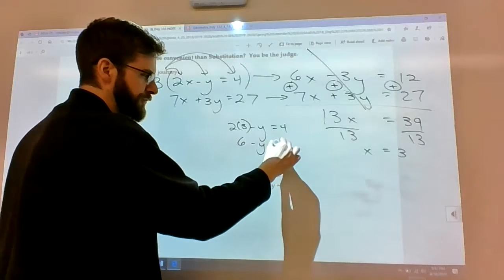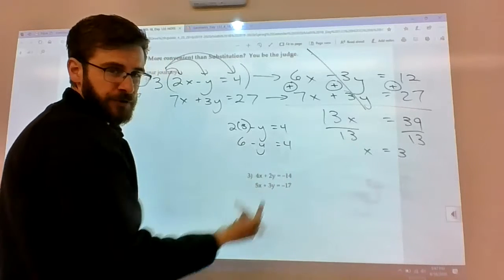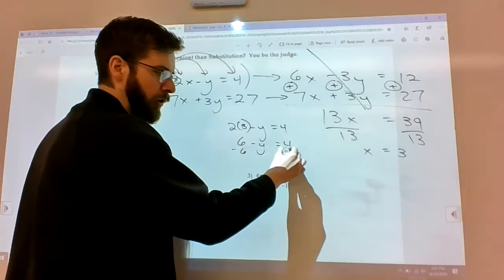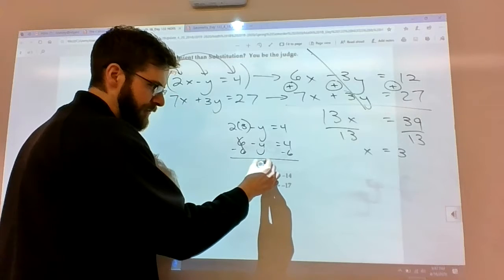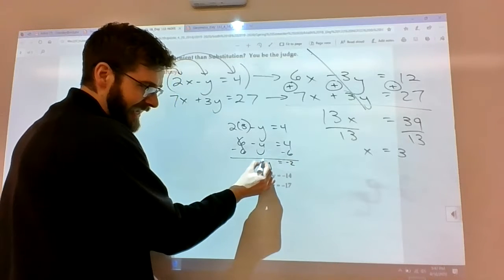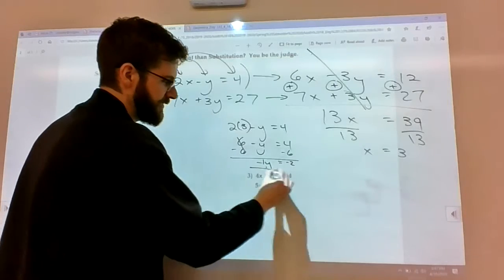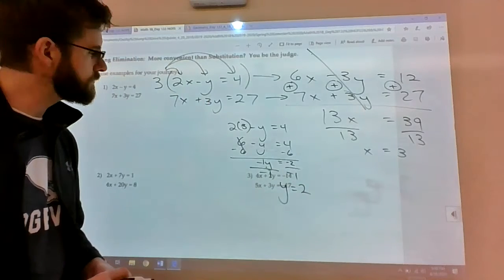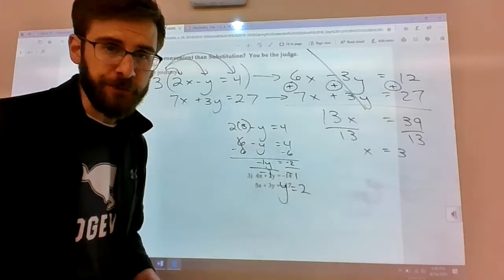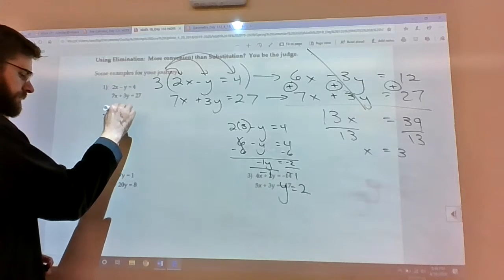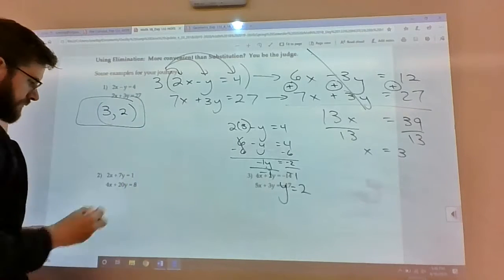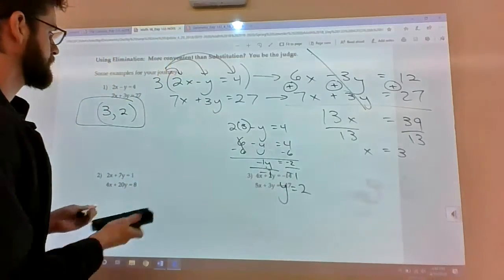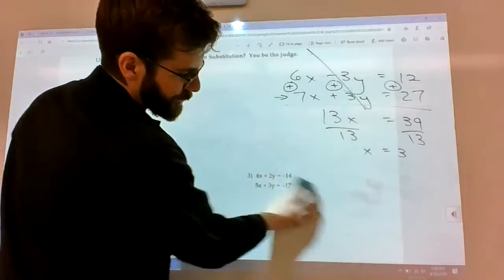So 6 minus y equals 4. Well, it's 6 minus 2 equals 4. I know the answer is 2, but here's how you would do it if you wanted to show all those itty-bitty steps. Negative y equals negative 2. That's technically a negative 1 in front of the y. Divide by negative 1, divide by negative 1. Y equals 2. So your answer is 3, 2. I'm going to skip to number 3 because I think I have time for one more example. Pause it, try it on your own first.